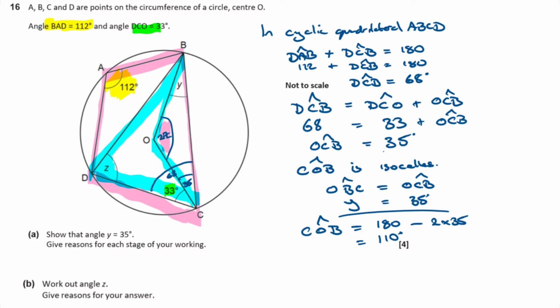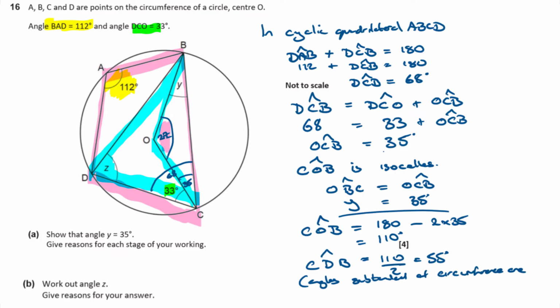And therefore CDB is going to be 110 divided by 2, which is 55, because angles subtended at the circumference are half the angle subtended at the center. Okay, so that's the rule that I'm using.